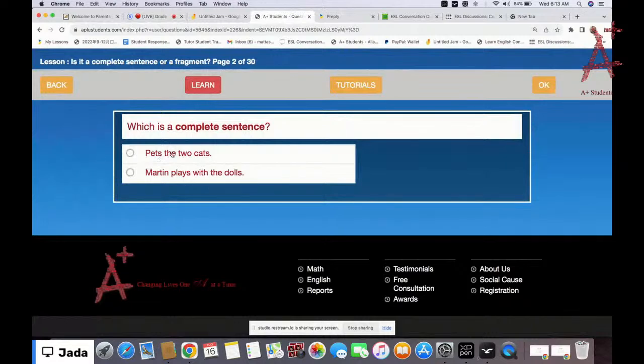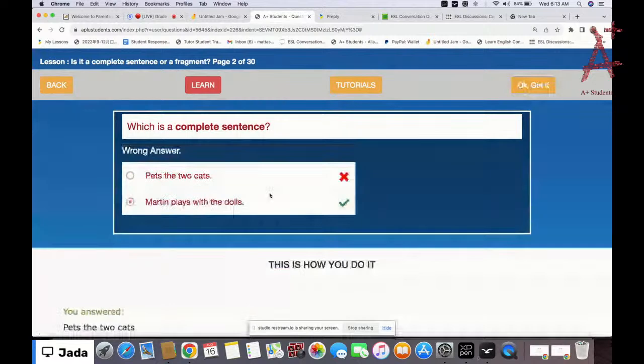Okay, let's say that we're not sure. We're just going to pick anything because we're not certain what the answer is. And then we just go ahead and click on pet the two carts. So what happened then? It is wrong. Pet the two cats is a sentence fragment. It is missing the subject.